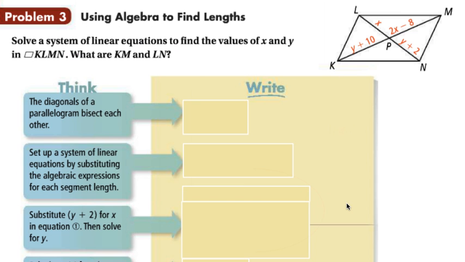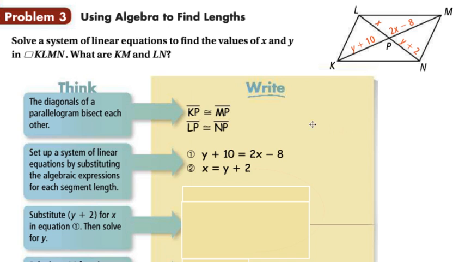So here's an example where we're going to go ahead and use that theorem to solve a system of linear equations to solve for both x and y. So we have parallelogram KLMN, and we want to know what are the lengths of KM and LN. So we're looking for the lengths of those two diagonals in the parallelogram. So first off, since we know that the diagonals bisect each other, we know these two things. We know KP is congruent to MP and LP is congruent to NP.